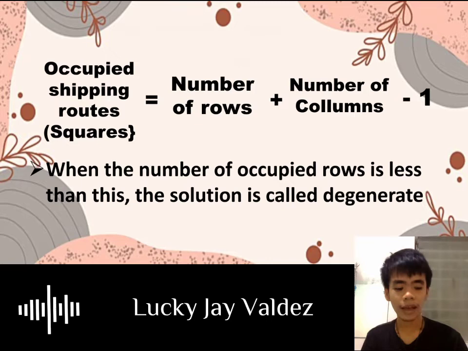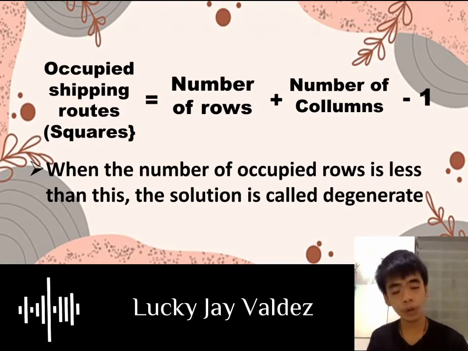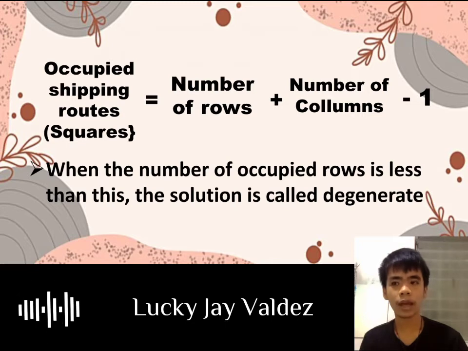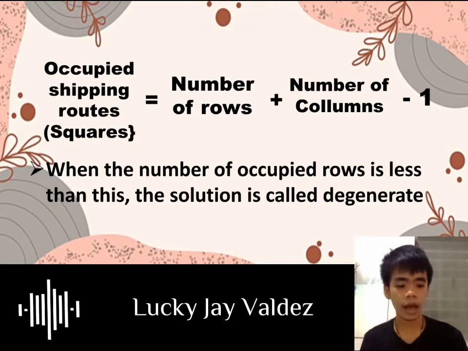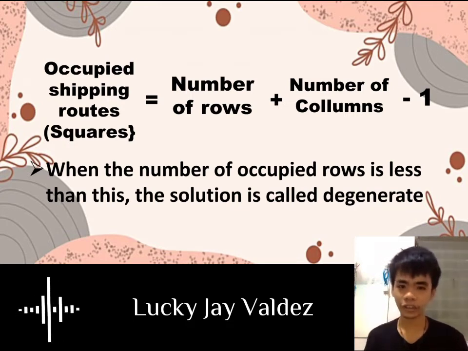So as you can see, the occupied shipping routes or squares is equal to number of rows plus number of columns minus 1. So ano itong sinasabi ko, guys? So ito na yung sa table natin sa transportation problem na ginagawa natin. And then take note that when the number of occupied routes is less than this, the solution is called degenerate. So ano ibig sabihin nito? It means that if the occupied shipping routes is unequal to the number of rows plus the number of columns minus 1, it means degenerate siya.